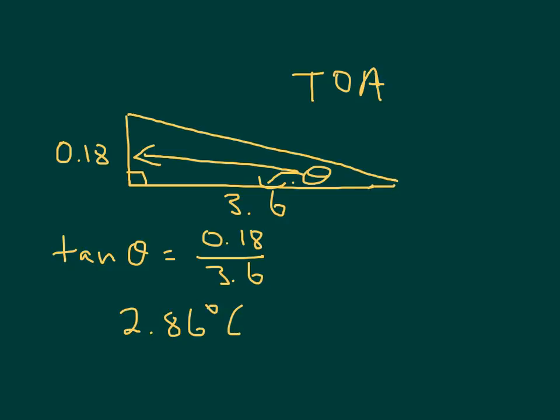And by the way, that has been rounded, so you should say how much you're rounding it by. That's to 2 decimal places. Okay, so that's an angle of elevation problem that might apply to something like a ramp in this case.